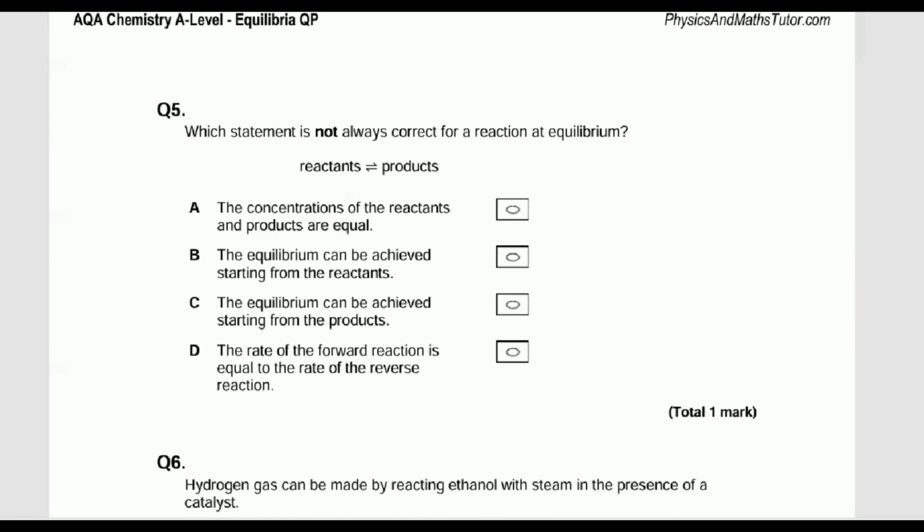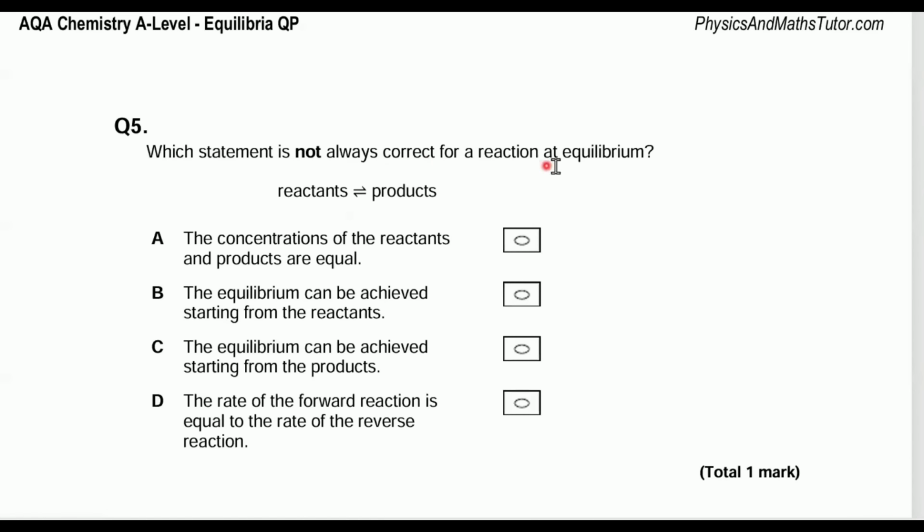Okay, let's get on to question 5. Which statement is not always correct for the reaction at equilibrium? So you've got A, B, C, and D. If we look at D, this is true. The rate of the forward reaction is equal to the rate of the back reaction. That's always true at equilibrium. The next one, C, the equilibrium can be achieved from the starting products, true, and can be achieved from the reactants, true. It's reversible. So you can start with the products or the reactants and you'll reach equilibrium.